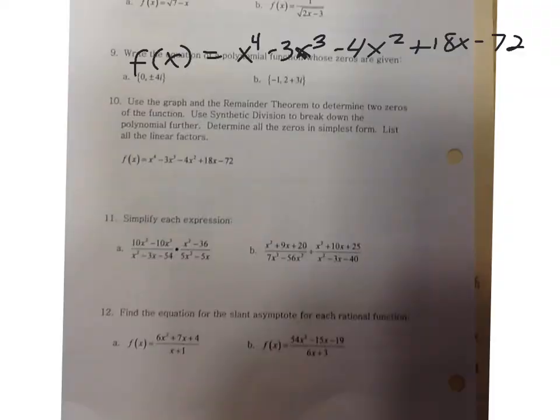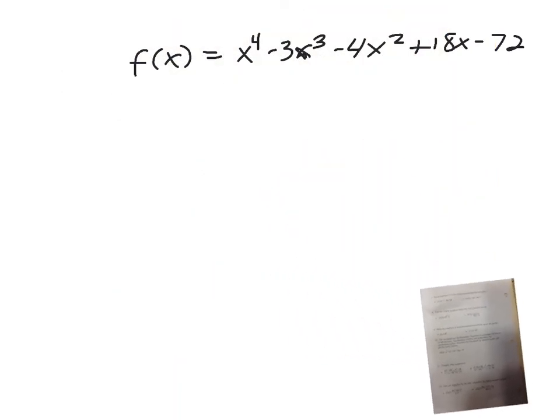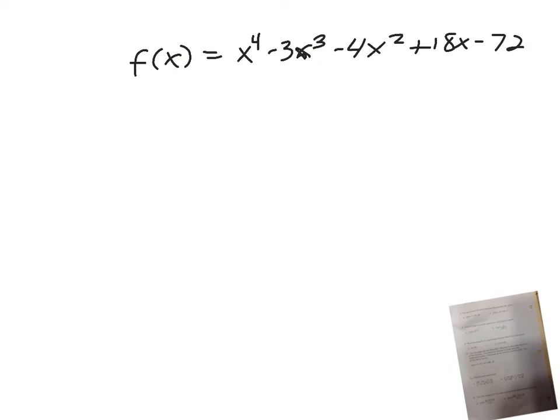Okay, so number 10 says, use the graph and the remainder theorem to determine 2 zeros of the function. Use synthetic division to break down the polynomial further. Determine all zeros in simplest form. List all the linear factors. Okay, so I graphed this in the calculator, and I'm looking to see where it possibly crosses the x-axis.